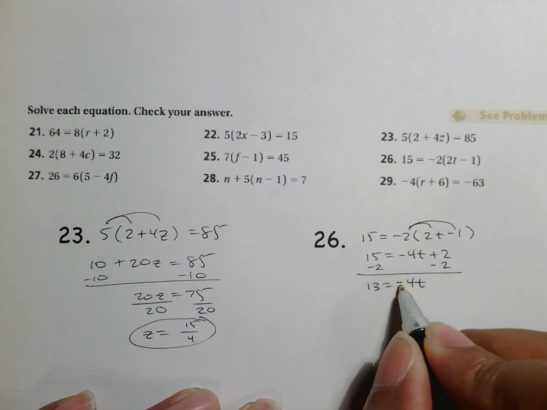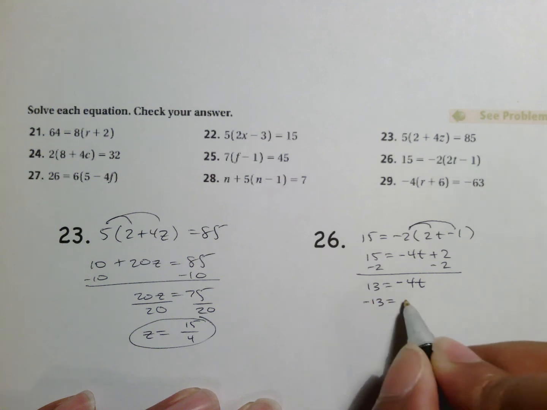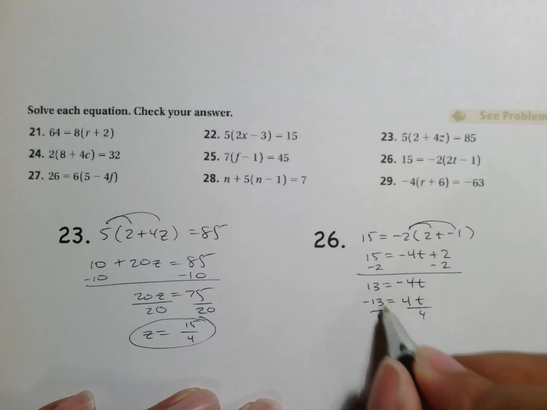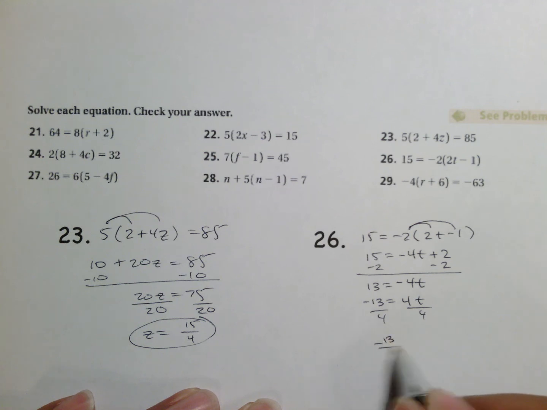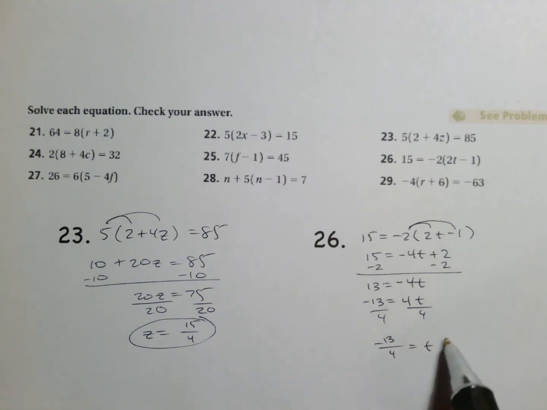We know we don't like a negative coefficient, so we simply switch both signs, make 13 negative, make 4t positive, and then divide by 4. Again, do not turn this into a decimal. That is going to get you marked wrong, even on the computer. It's just negative 13 over 4, reduced as far as it can go.